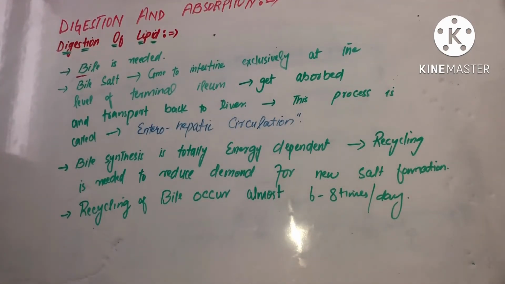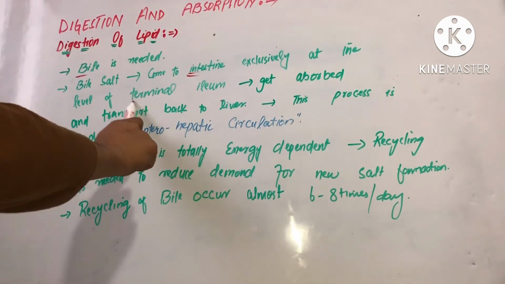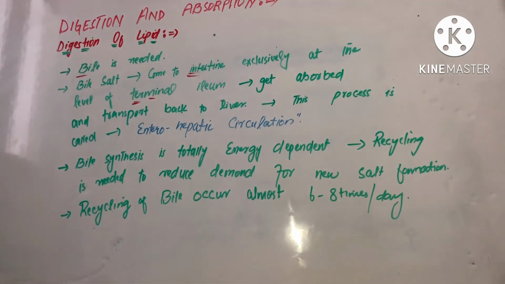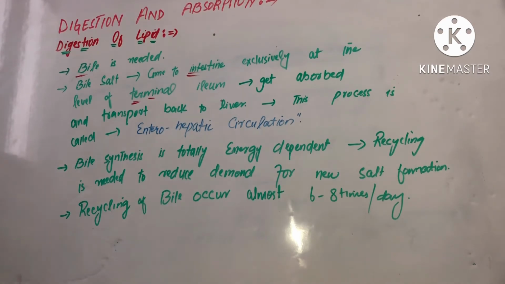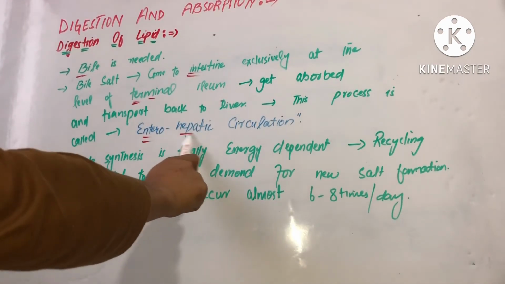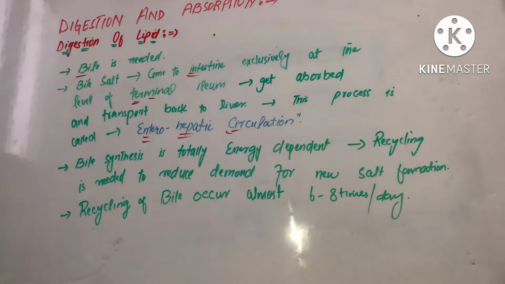When this bile salt is released from the liver and comes into the intestine, it is absorbed exclusively at the level of the terminal ileum. This bile gets absorbed and transported back to the liver. This process, the coming of the bile into the intestine and it being absorbed again and going back to the liver, is called enterohepatic circulation.